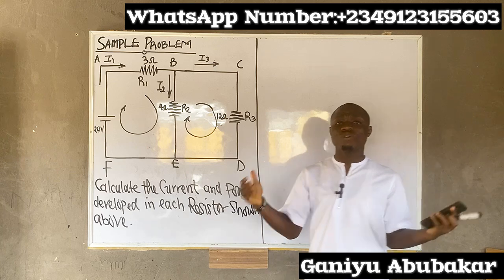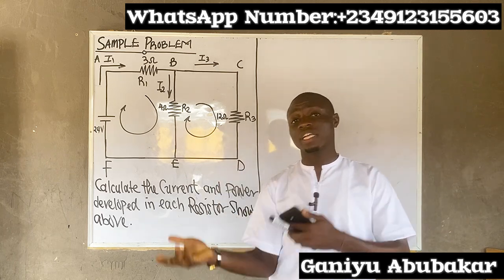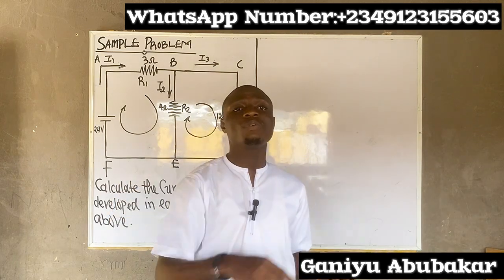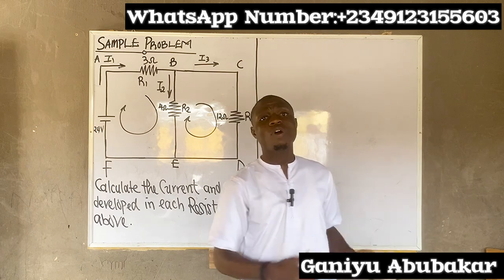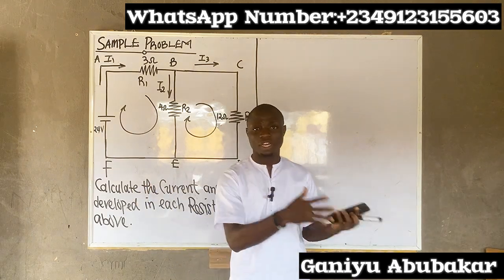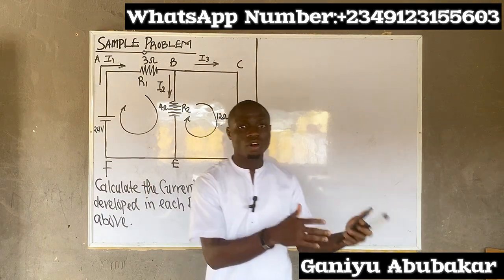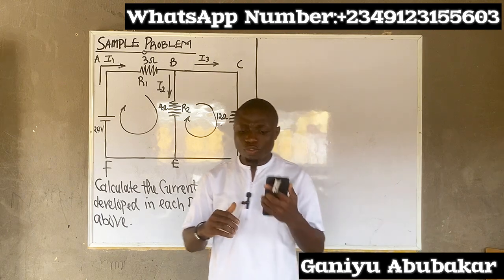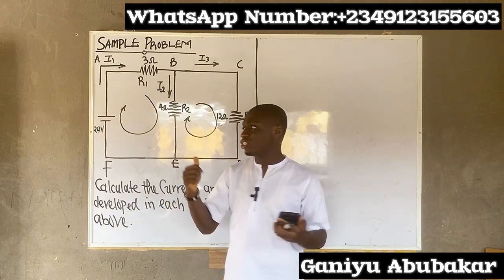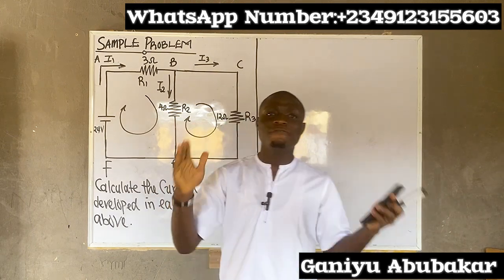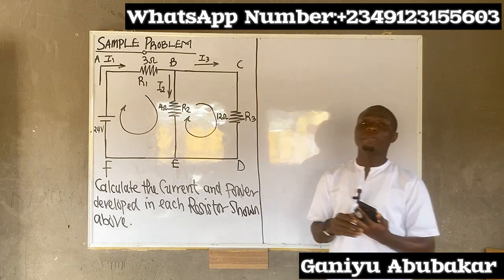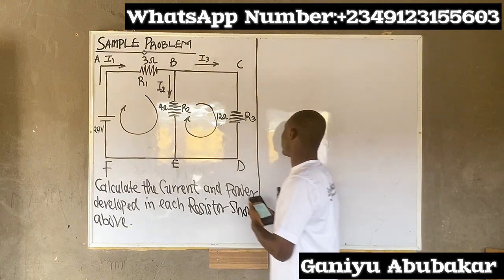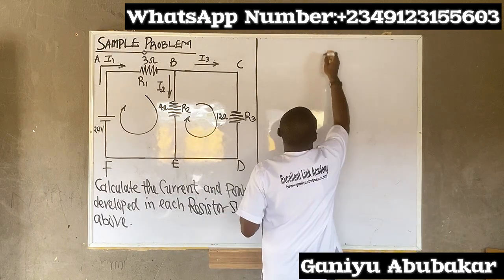From Kirchhoff's law, there are two laws, as we said last class. We have the KCL, which signifies Kirchhoff's current law, and the KVL, which means Kirchhoff's voltage law. We're applying these two laws in solving this problem. My first task here is to apply my first law.